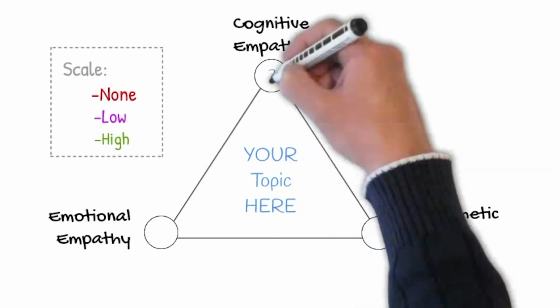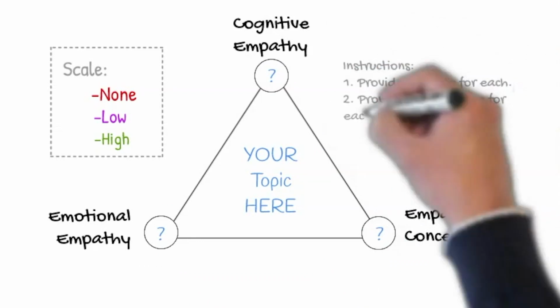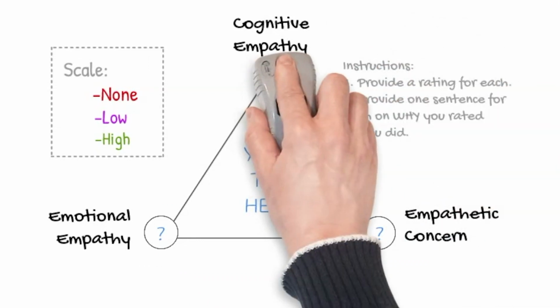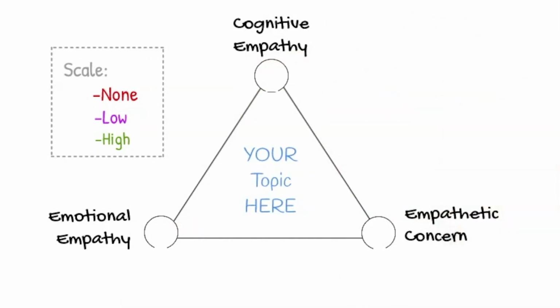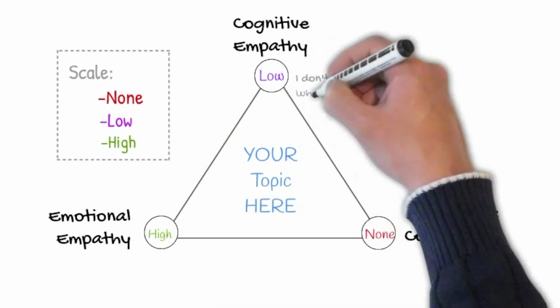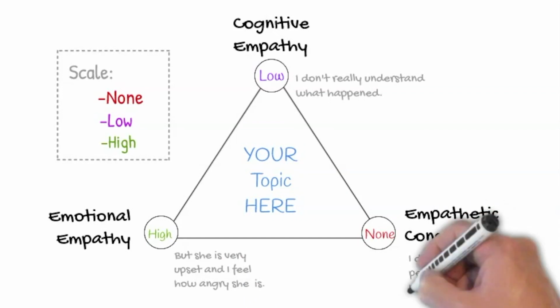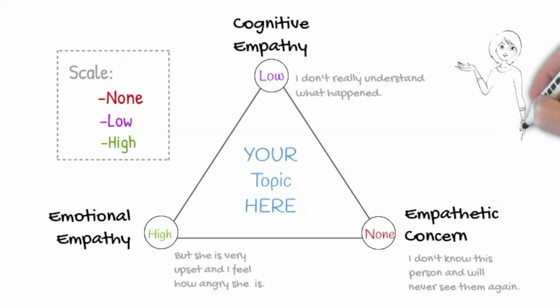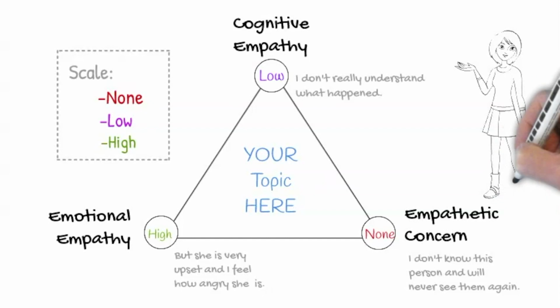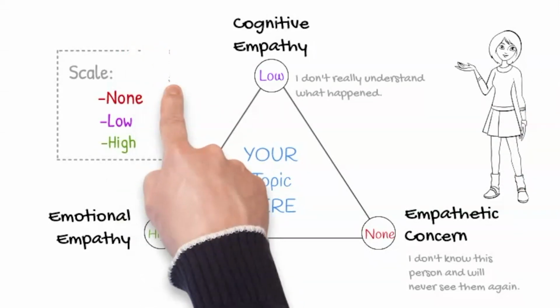For each of these 3 points, I want you to ask yourself, what is my level of cognitive empathy? What is my level of emotional empathy? And what is my level of empathetic concern? And then next to the circle, write a sentence or 2 to explain why your rating is what it is. This is important because if you look at this later, you'll want to be able to recall what your mindset was when you first did this exercise. Okay, cool. Now you have a little self-assessment about your empathy levels based on this empathy triangle concept.